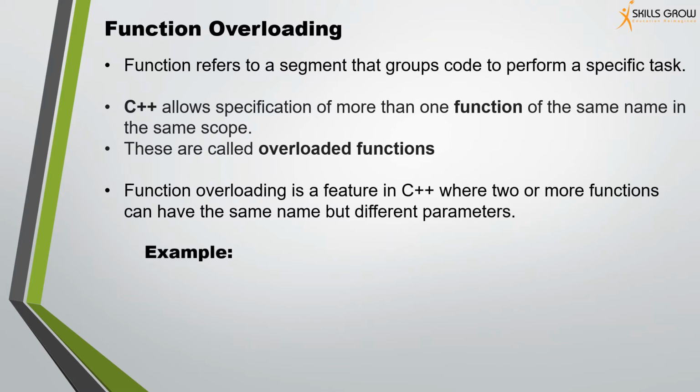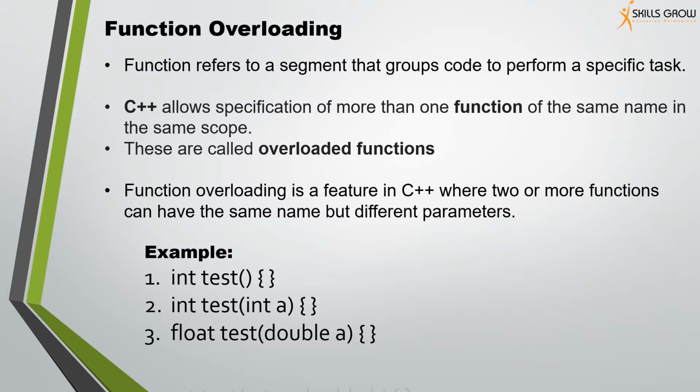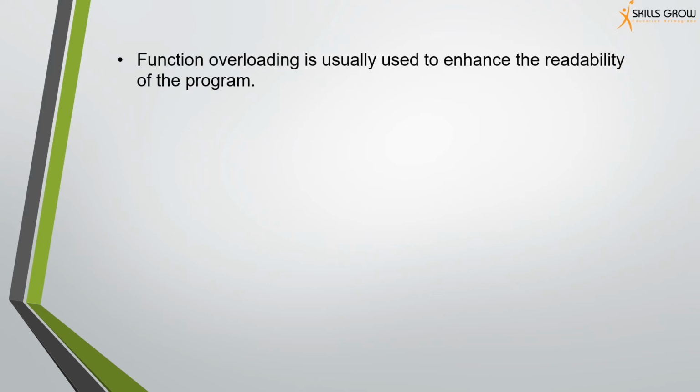For example, let us consider a function test. In the first declaration, we don't have any parameters. And in the next we have given an integer type parameter and so on. Here, the number of arguments and the type of arguments are different. Function overloading is usually used to enhance the readability of the program.